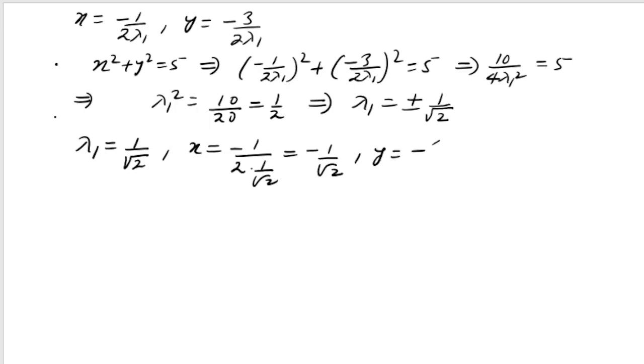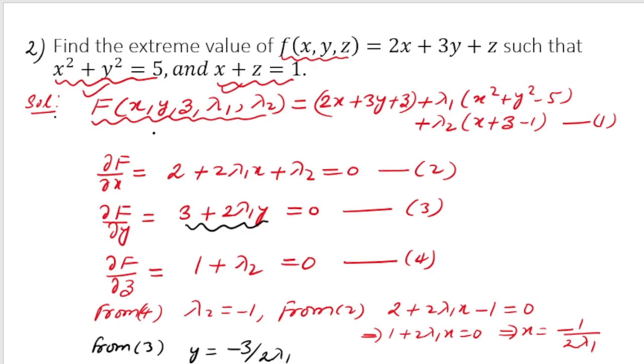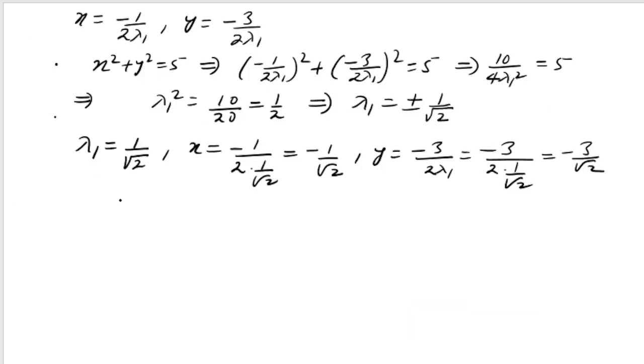Y will be minus 3, it is given, by 2 lambda 1, so that will be like minus 3 by 2 into 1 by under root 2, so that will give you minus 3 by under root 2. So we have got x and y, but the next question is how to get z. To get z we have another equation, that is x plus z is equal to 1. So it is given that x plus z is equal to 1.